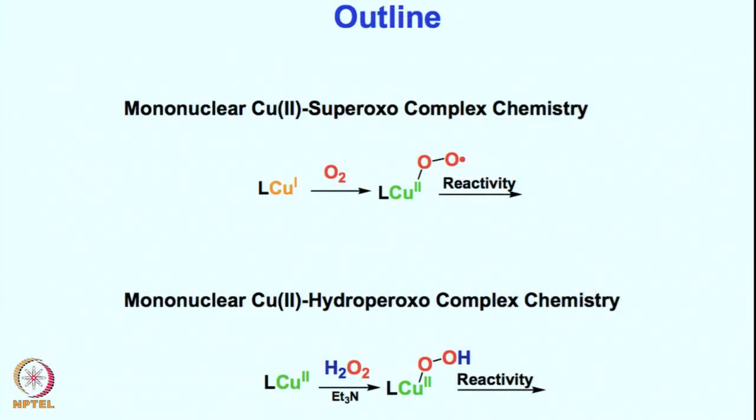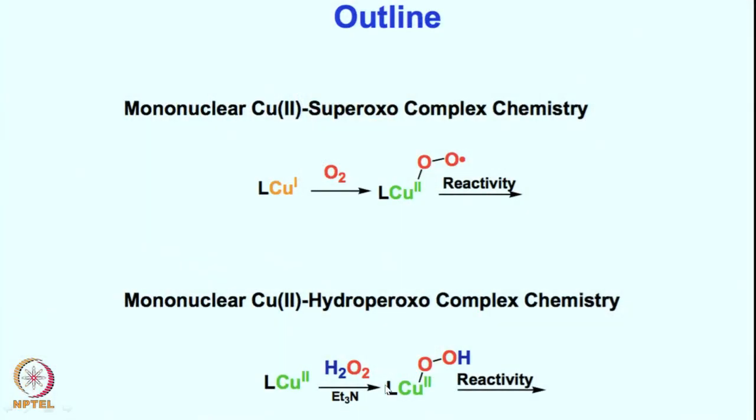So, the outline of today's lecture is going to be on mononuclear copper superoxo complex chemistry, where one ligand copper complex is reacting with one oxygen to give a ligand copper superoxo species, and how these superoxo species will react with organic substrate. The second topic would be the reaction of a ligand copper 2 complex with hydrogen peroxide in the presence of base to give the ligand copper hydroperoxo species, and what the reactivity pattern of such hydroperoxo species would be.